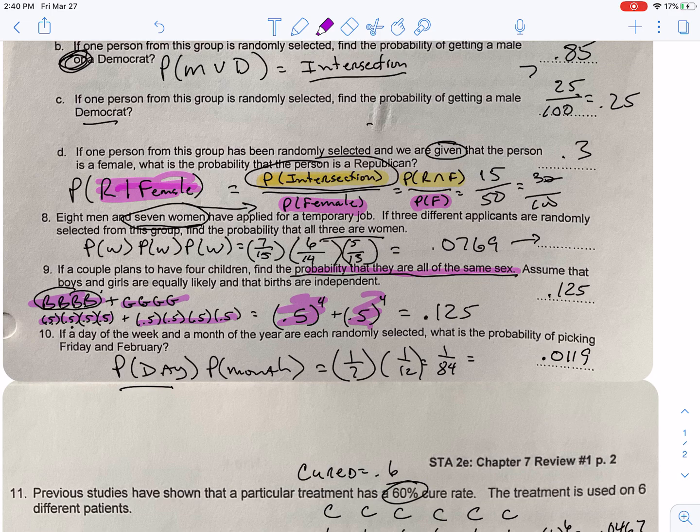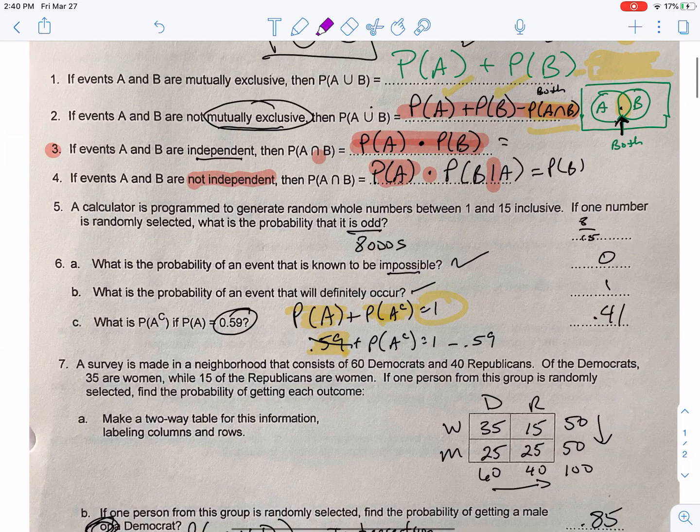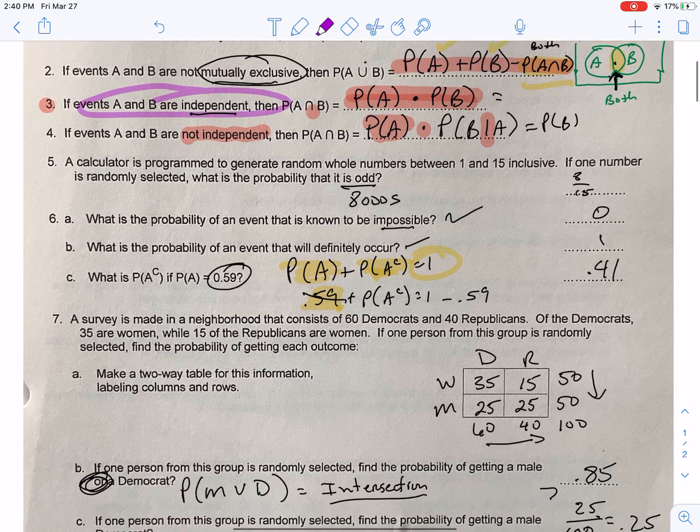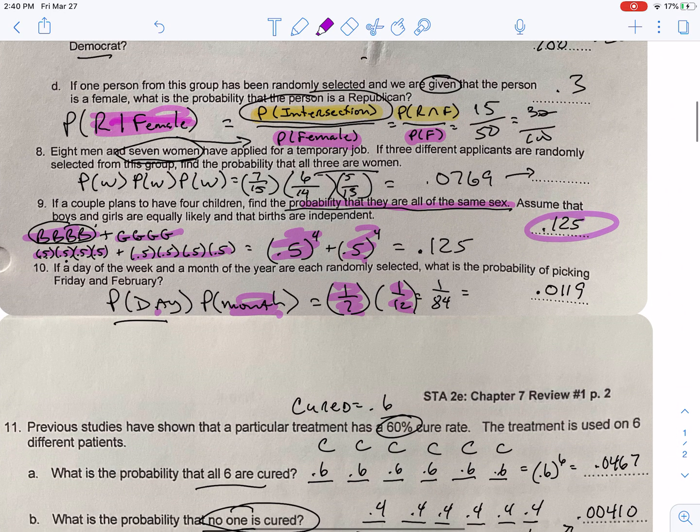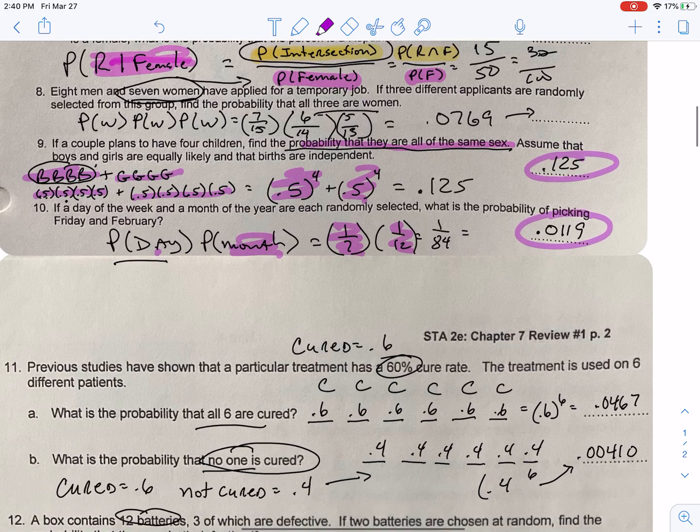When you put that in the calculator, you end up getting 0.125. On the next one, we want the probability of a day, that is 1 out of 7, times the probability of a month, that is 1 out of 12. And the reason I'm multiplying, again, is they're independent events, so they don't rely on each other. If they're independent, you can just multiply them, which is 1 out of 84, which is 0.0119.